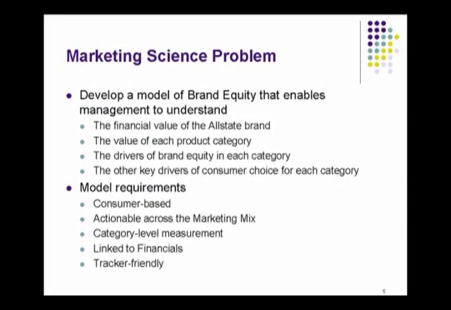So when we set it out, we said, here are the criteria. We need to be consumer-based. We need it to be actionable across the marketing mix for every product line. It wasn't enough to speak about the brand just for auto. We needed to understand what were the levers and what was driving choice and consideration for auto, home, and life. The next thing that we needed to have was a systematic linkage to the financials.